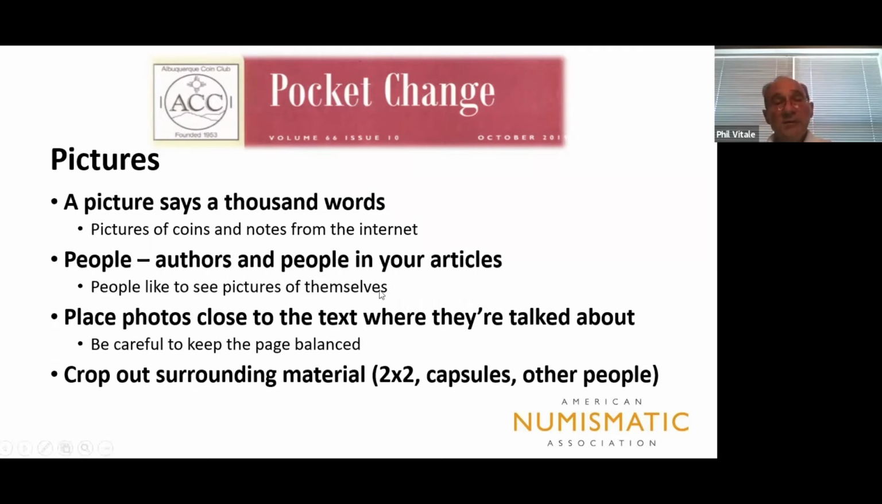Additionally, with almost all of your software available out there today, whether it's Publisher, whether it's Elements or whatever, you can crop out the surrounding material. You can take out the 2x2s and the capitals and the other people that are standing next to the person you want. It makes it easy, and it makes your newsletter look a lot better.